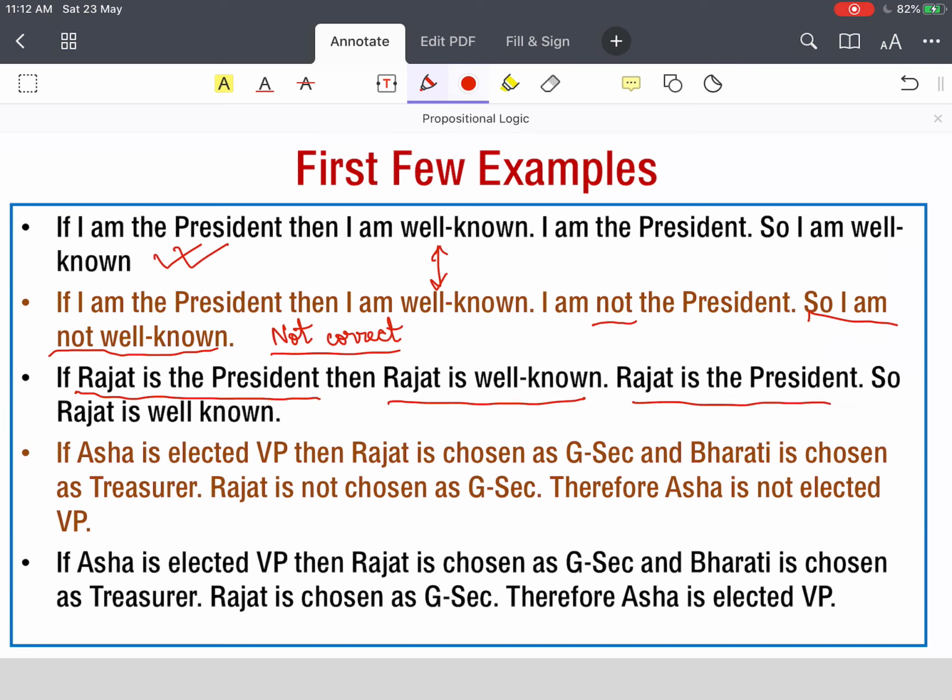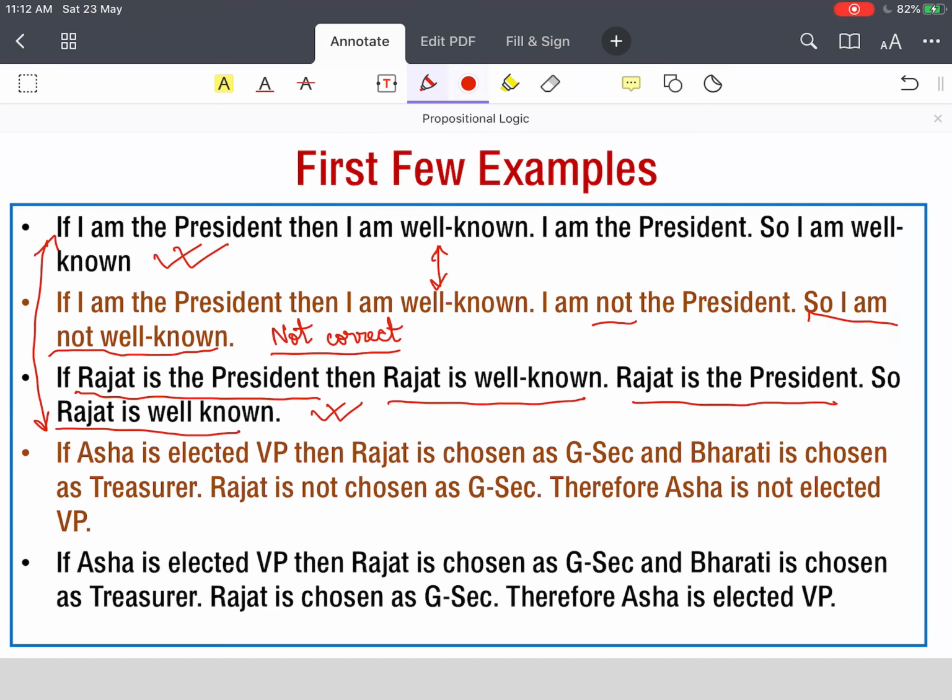Let us look at the third one. It says if Rajat is the president, then Rajat is well known. It also says Rajat is the president, so it concludes Rajat is well known. Obviously, this is correct. And this has a stark similarity with the first one. So we must be able to show that the structure of the first one and the structure of the third one are identical.